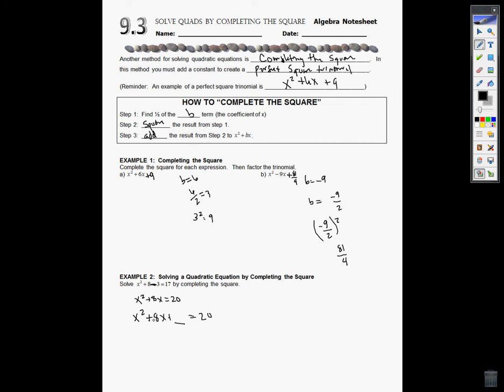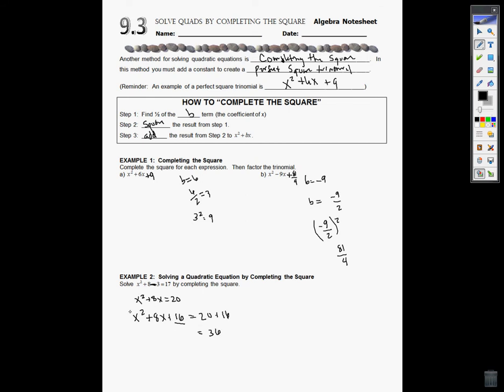I'm going to take the b term and cut it in half. So 8 divided by 2 is 4. 4 squared is 16. So the number I'm going to put in here is 16 to make this a perfect square trinomial. However, we haven't faced this before: I have 2 sides of the equation, which means if I do something to one side, I also have to do it to the other side. So I can't just add 16 there, I also have to add 16 over here. Alright? So what I end up with is this trinomial equals 36.